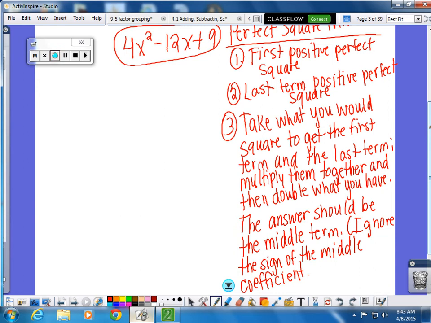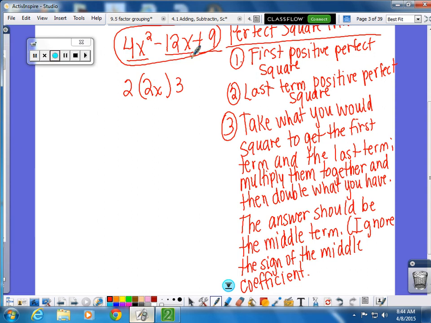So if I look back at my problem, 4x squared minus 12x plus 9, is this a positive perfect square? Yes, positive. 4 is 2 squared. x squared is a perfect square. 9 is a positive perfect square. Okay, those two are easy. All right, what would you square to get 4x squared? I just told you, 2x. What would you square to get 9? 3. All right, multiply them together and then double it.